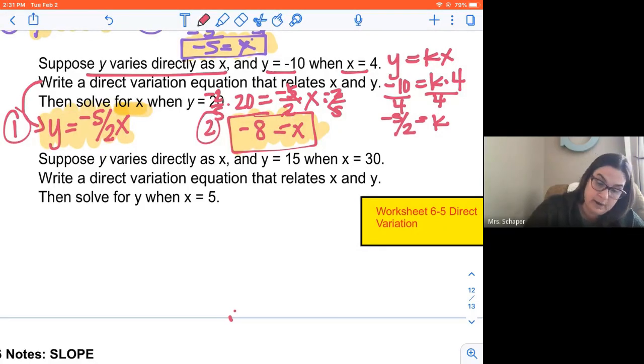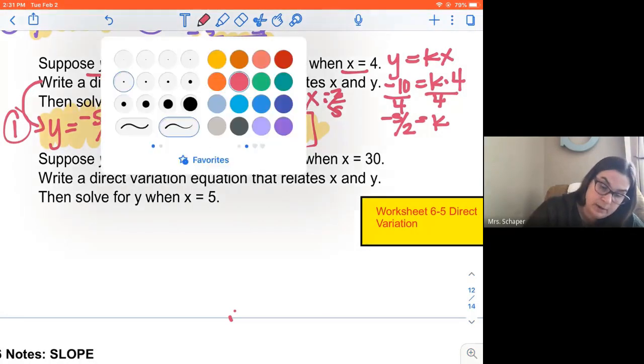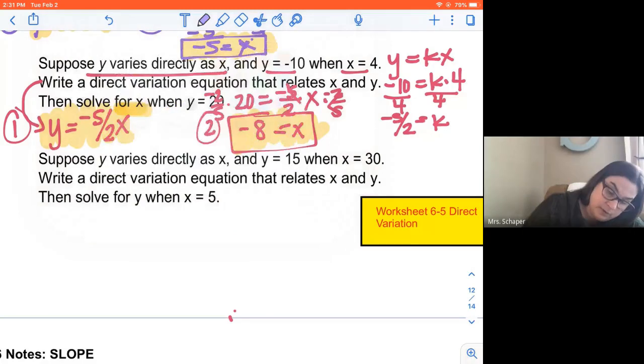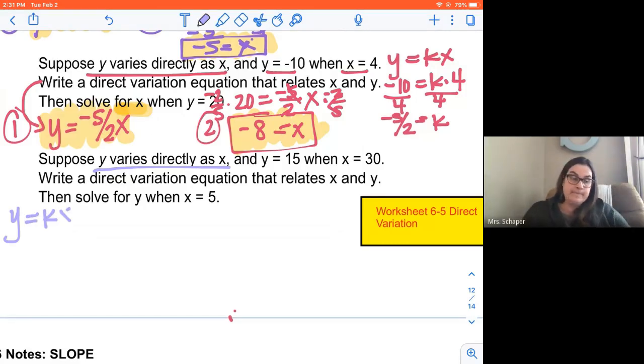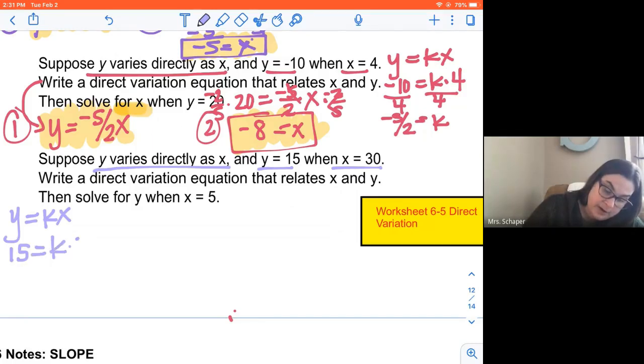All right, here we go. So suppose y varies directly as x. So we're going to start by writing our equation. Y equals kx. Okay. Now we know that y is 15, x is 30. So I'm going to put 15 in for y, 30 in for x, and I'm going to solve my equation. So I'm going to divide both sides by 30.